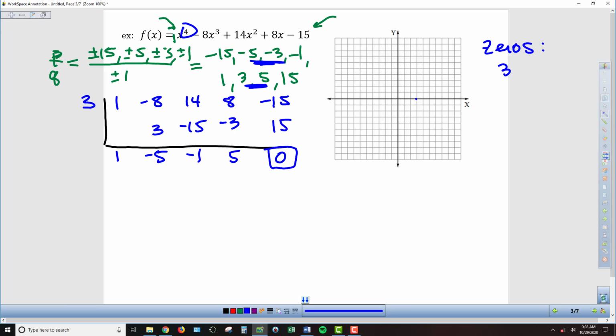And so I'm going to need to use synthetic division again, but I'm not going to go back to the original function. I'm going to take advantage of what I've already done, and I'm going to divide into this remaining polynomial.